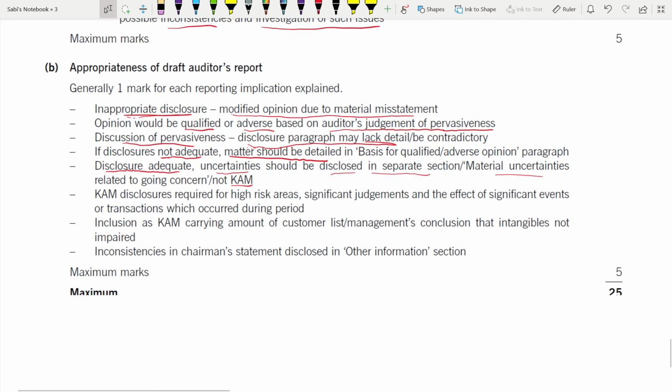Then KAM means key audit matters. When you are disclosing anything under key audit matters, those are the areas which have high risk. They are the high risk areas where significant judgments are used and the effect of the significant events or transactions which occur during the period. So inclusion has this one: carrying amount of customer list, management's conclusion that intangible is not impaired.